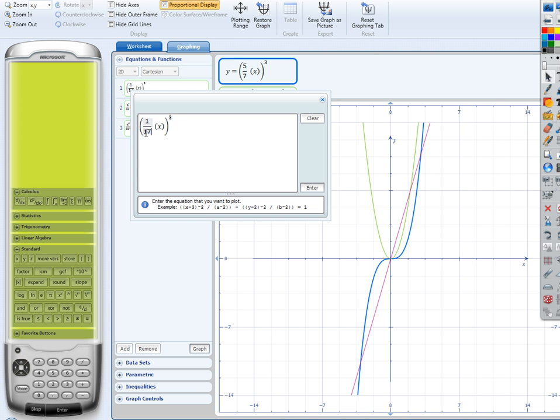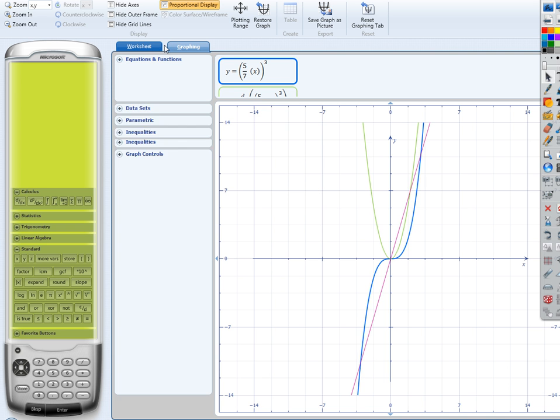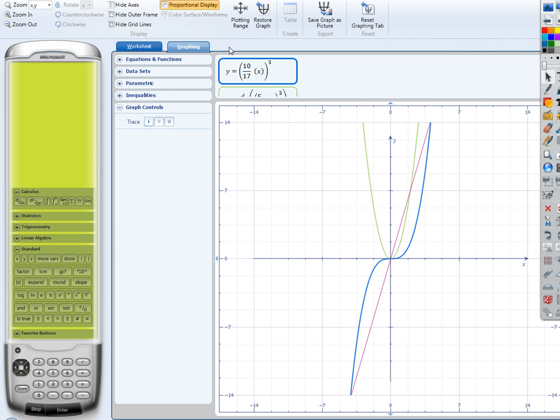Let's try that. Oh, that's too good. Number 17. Let's try that. This will be good. Okay, proportional. Oh, it doesn't make that much difference.